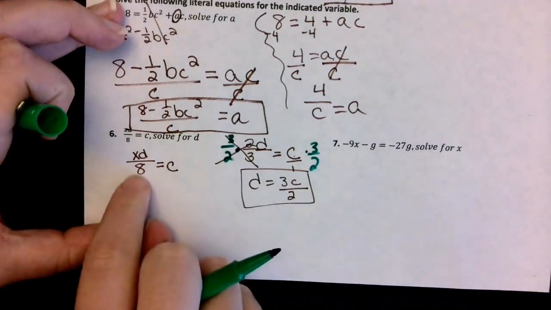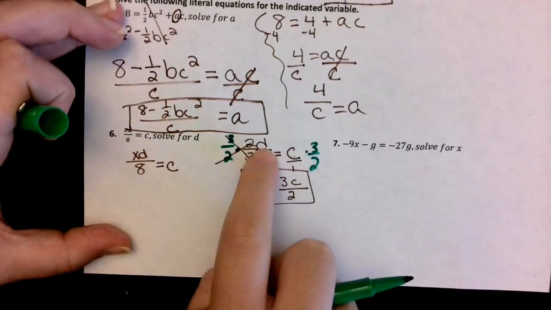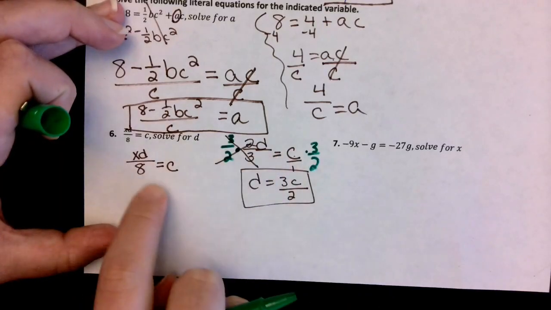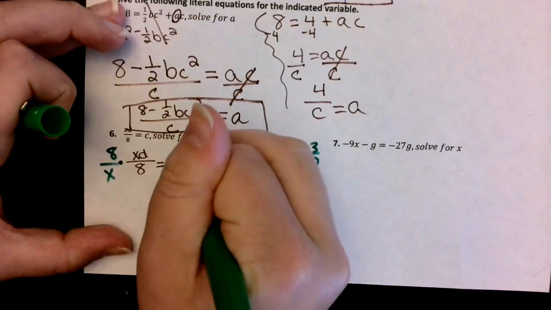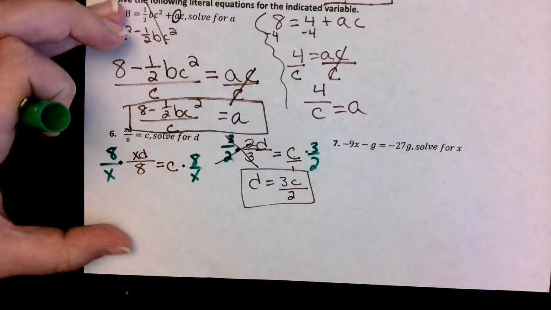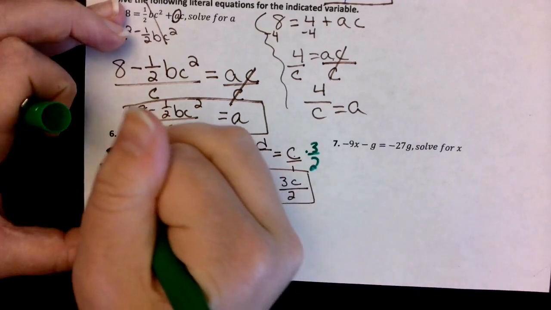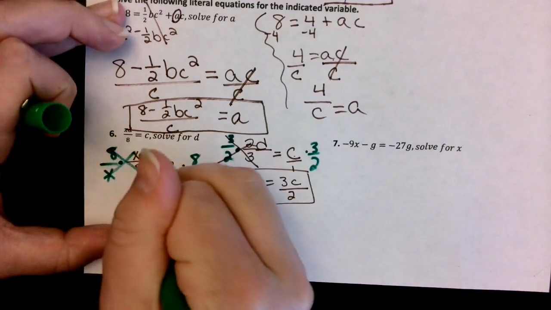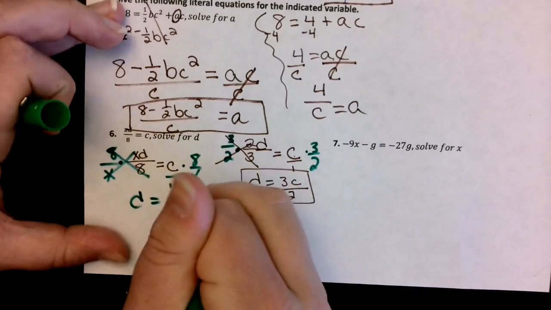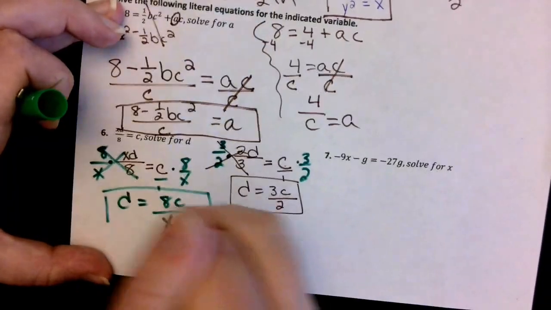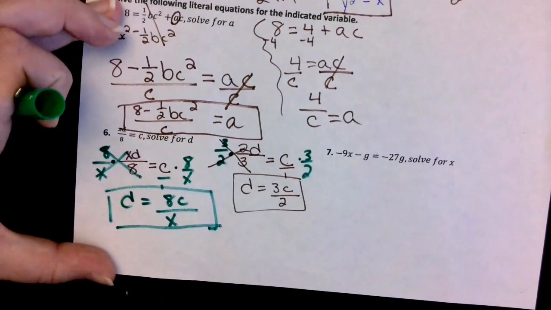So now let's use it over here. I want d by itself. So I am going to multiply by the reciprocal on both sides. Cancels, cancels. d equals c times 8 is 8c. 1 times x is x. And that is my final answer for 6.